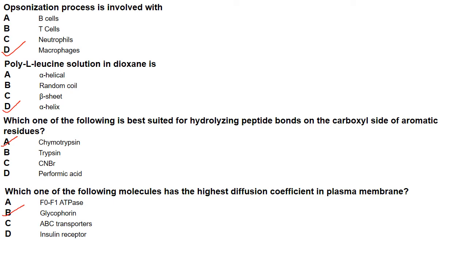Then next one. Which one of the following is best suited for hydrolyzing peptide bonds on the carboxyl side of aromatic residues? So it is chymotrypsin. Answer is option A. Then next one. Which one of the following molecule has the highest diffusion coefficient in plasma membrane? So it is glycophorin. Answer is option B.